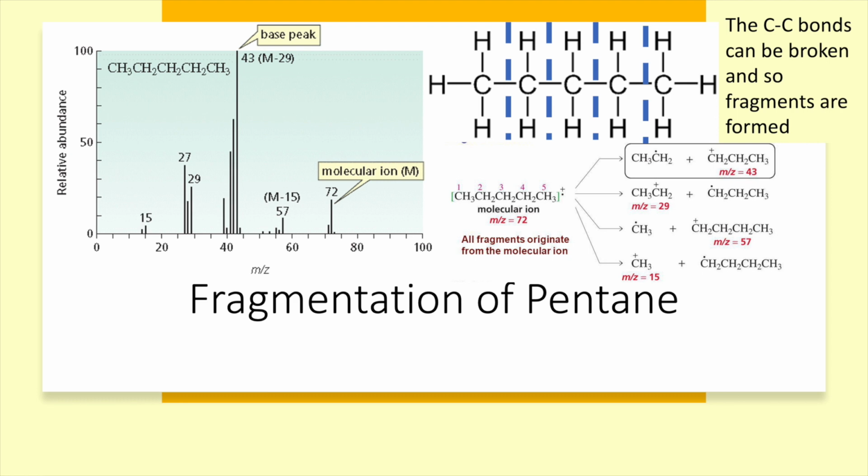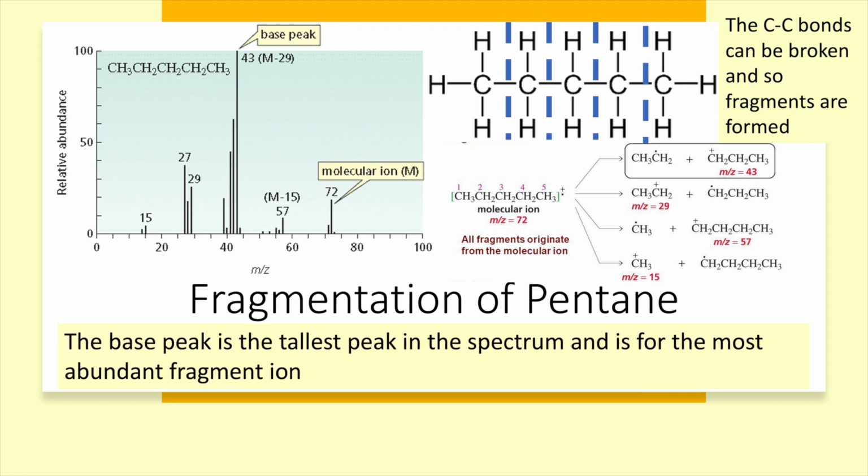Notice that the base peak has been labelled, so that's the 43, and that's the tallest peak in the spectrum, for the most abundant fragment ion. In this example, you would break either between 2 and 3 or between 4 and 5 to get that peak. So you're looking at the more frequent ways of making that ion peak.